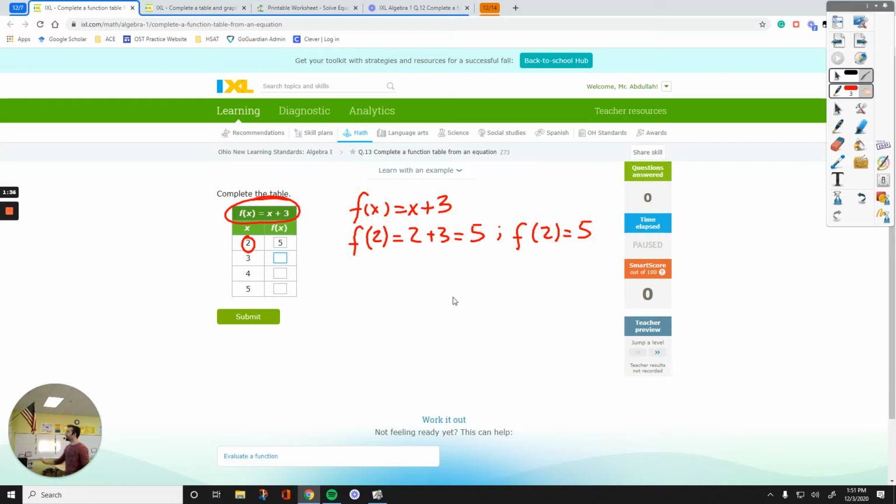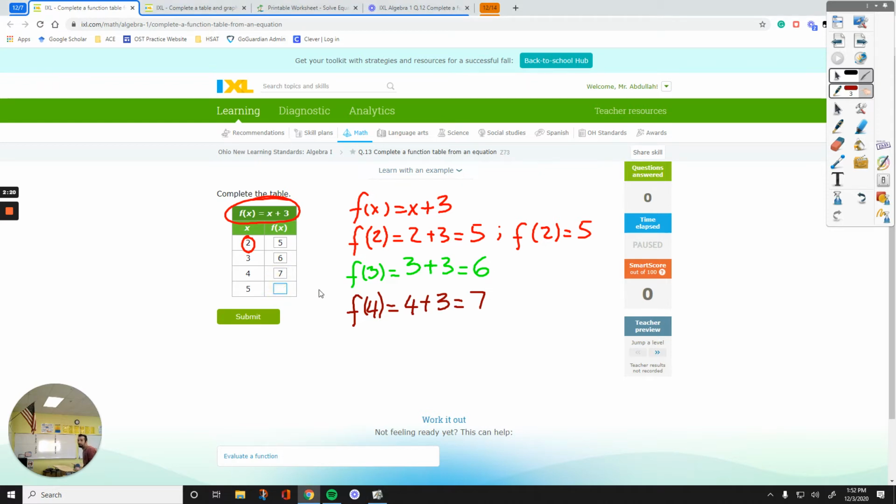Okay, and then let's see what happens if I put 3 into that function machine. So f of 3 would become, instead of x, I am plugging in 3, and then it says plus 3 in the end. Add these two numbers together, it is 6. So when I put 3 into that machine, the answer is going to be 6. Let's see what happens if I put 4. If I plug in 4, x plus 3 would be 7. So when I plug in 4, the answer is 7.